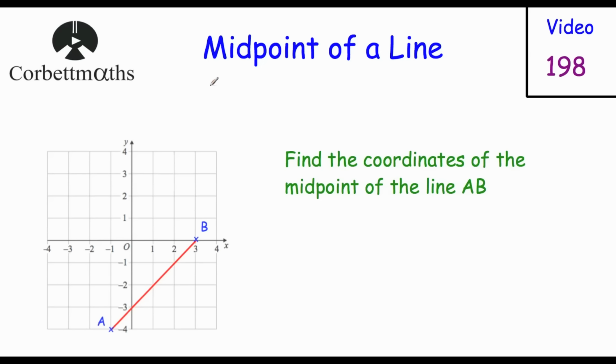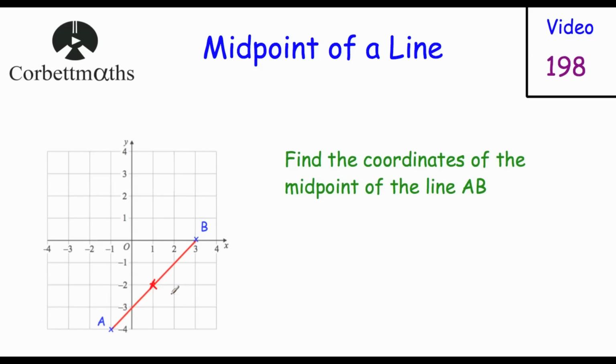Our next topic is to find the midpoint of a line. Now the midpoint of a line, it can be done in two different ways. If it's drawn on a grid for you, sometimes you can do it just by inspection, just by having a look and seeing if you can spot where the midpoint is. So here we've got the line AB, and if I wanted to find the midpoint of this line, I can see straight away it's here.